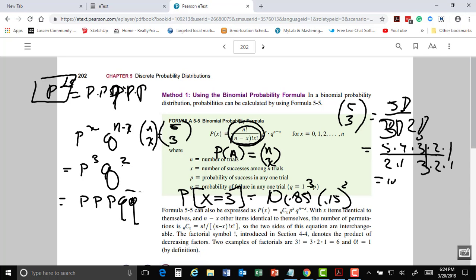Do you understand that? So there are 10 ways that I can sort these out. And this is p to the third, and this is q raised to the second power. That's the binomial equation. What do you think? Has anybody ever seen the binomial equation before? You never seen it? Okay, well, let's finish the problem and I'll motivate why it's so.